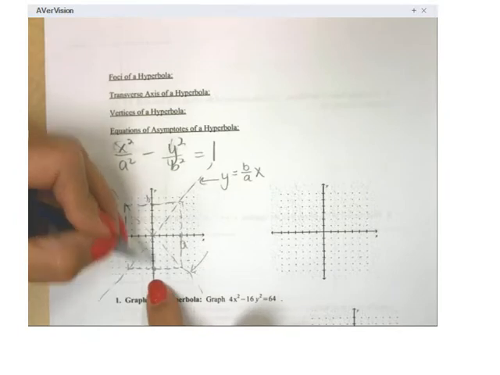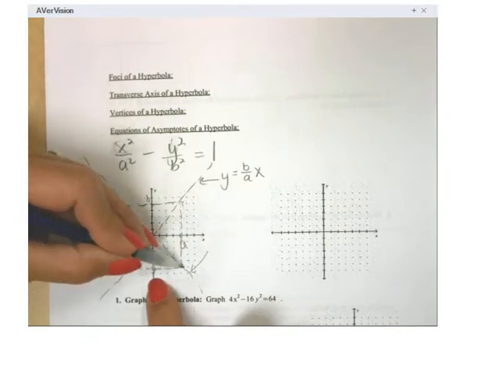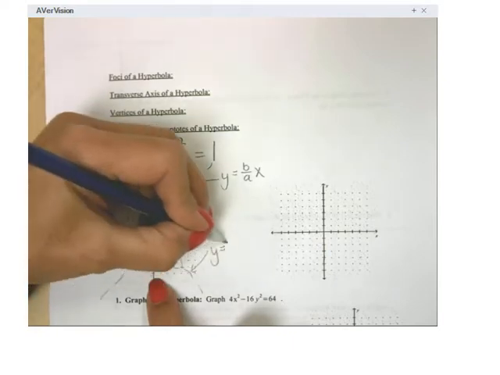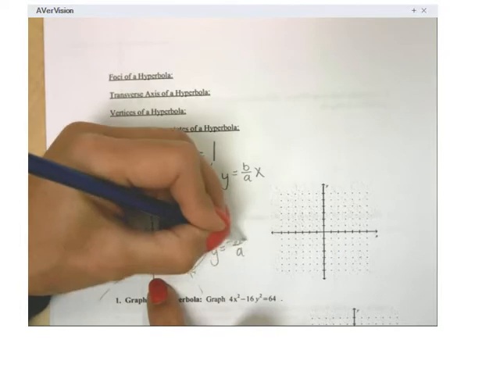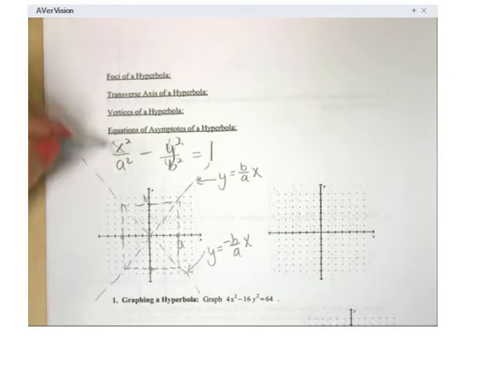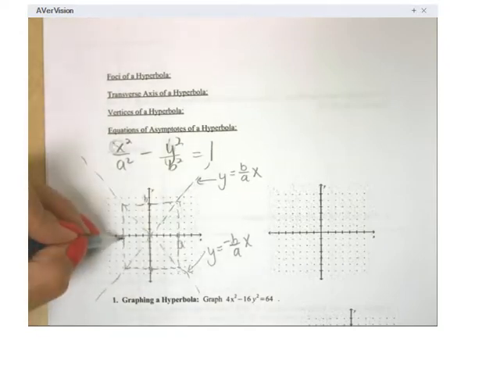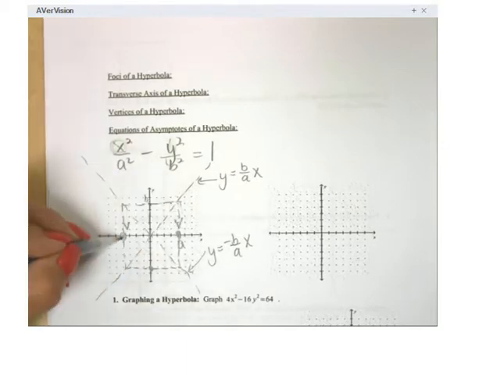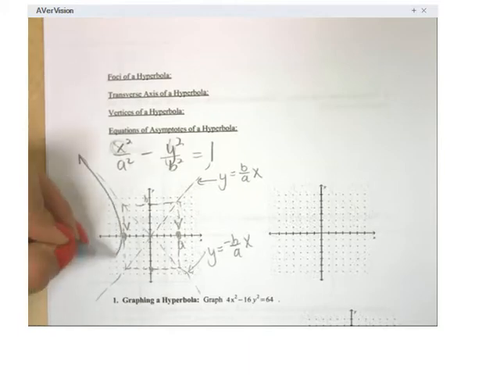As opposed to this asymptote, I can see it has a negative slope because I have to drop down b units and then run over a to get the slope. So down b over a. This equation has y equals negative b over a times x. And again, my y-intercept is 0, so I have my asymptotes. Now, remember, look at that lead variable. The x variable on your x-axis is where your vertices are. This point is a vertex. This point is a vertex.